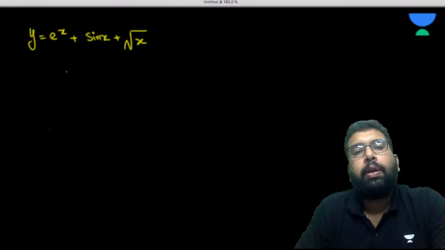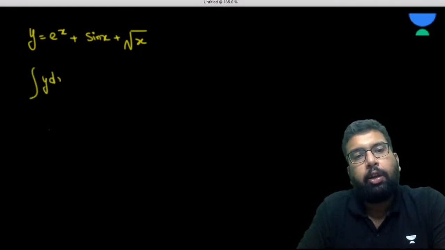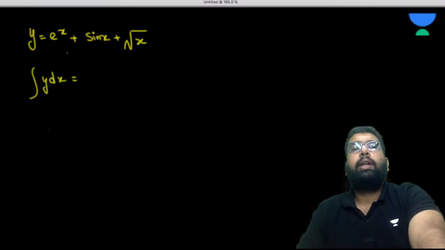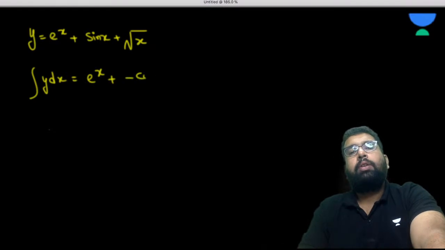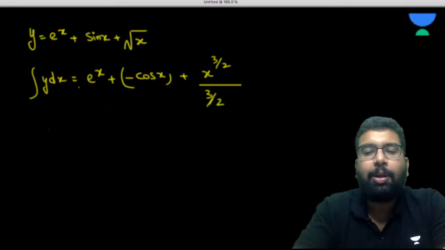So how do we do it? When we integrate, right away I can take the sign of integration within the function. Integrating e to the power x, it will become e to the power x. Then integration of sin x will become minus cos x, plus integration of x to the power 1 by 2 will become x to the power 1 by 2 plus 1 upon 1 by 2 plus 1, right? Very, very simple, you will be able to deal with it.